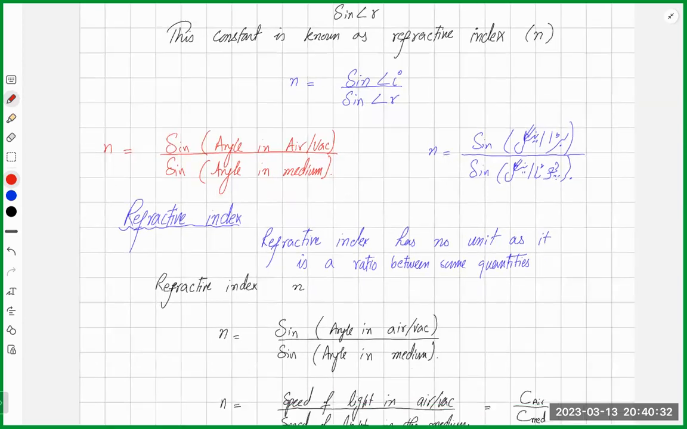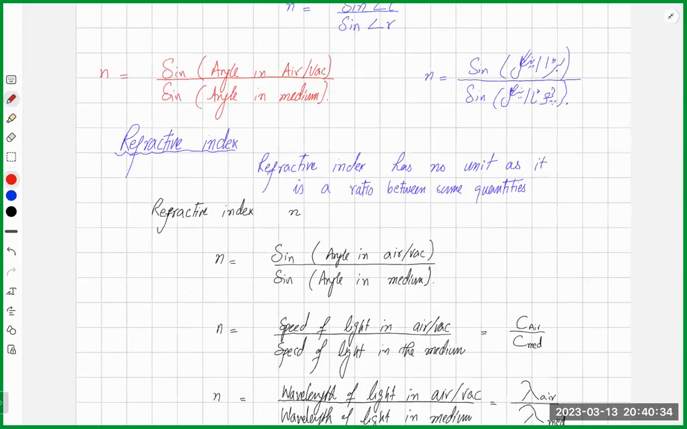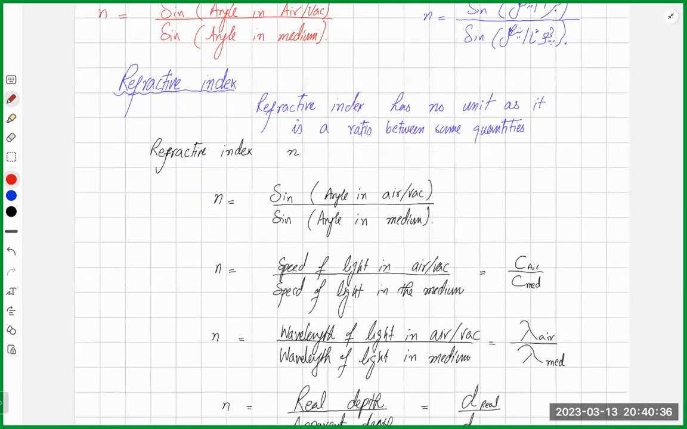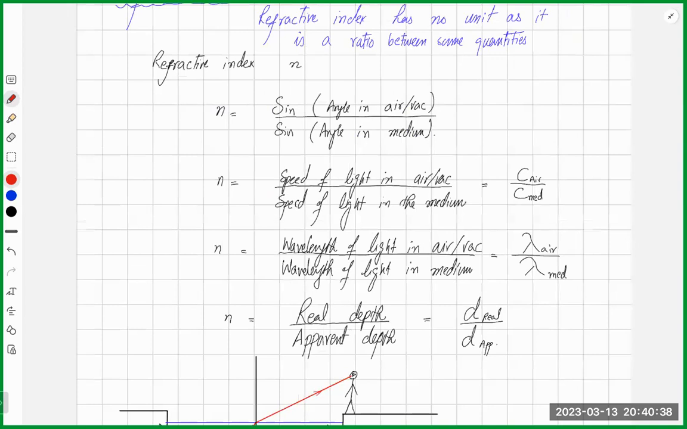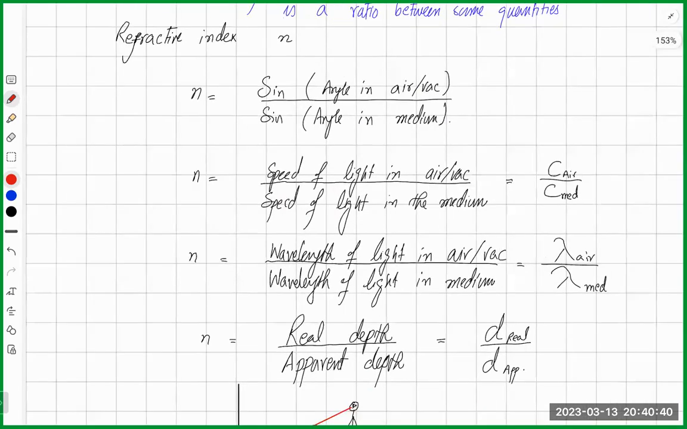Now, refractive index can be measured with all these formulas. Number 1, refractive index is sine of angle in air divided by sine of angle in medium. Refractive index is speed of light in air divided by speed of light in medium. Refractive index is wavelength of light in air divided by wavelength of light in medium. They all will get you the same answer.